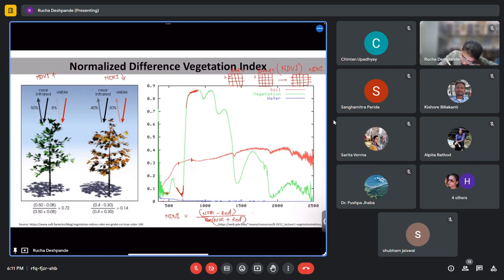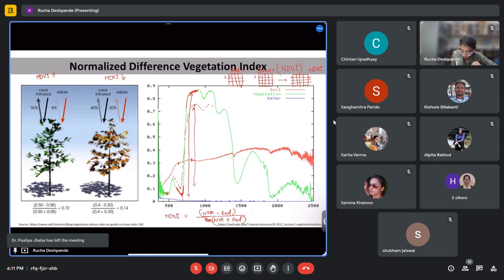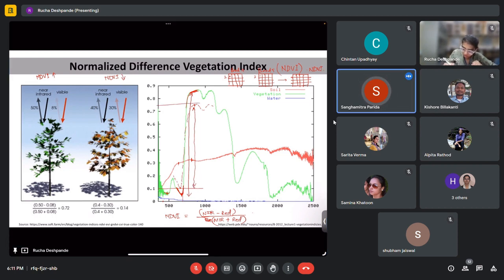So it would be less than this, and reflection in the near infrared would also be less, like this. So if we were to take a difference between these two, then for this unhealthy vegetation, this value would be lesser than this healthy vegetation. Is that clear? Yes, means NIR minus red is higher for healthy vegetation, right? Yes. Okay. Thank you.